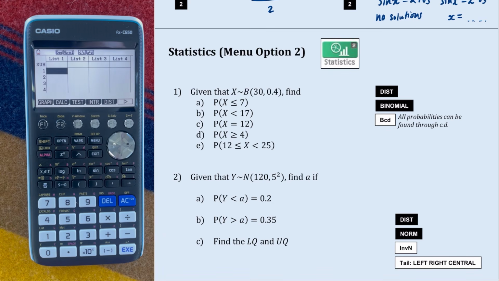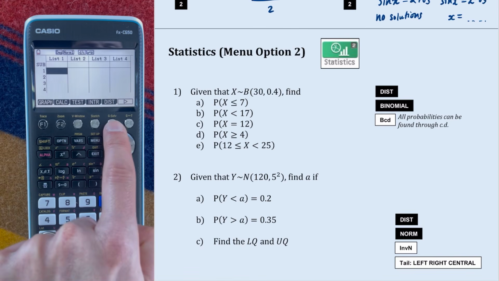And we're going to use it to begin with to do some things to do with the binomial distribution. Now, I actually personally prefer using BCD, which is the binomial cumulative distribution, for all of these things that we've got here, even for ones that are equals to. And that's one of the features that I really like about this calculator. The Classwiz only allows you to do less than or equal to. This one, we're going to have all of these options here.